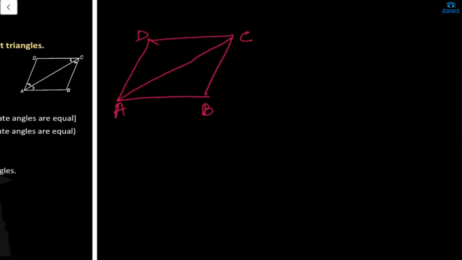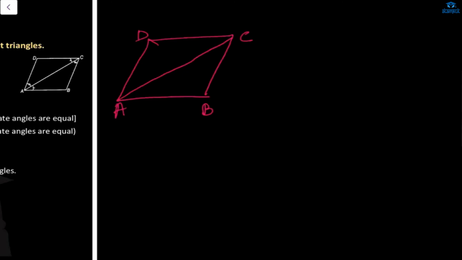We have to prove that the diagonal of the parallelogram, that means AC, is going to divide it into two congruent triangles. If we are talking about congruent triangles, how can we prove that two triangles are congruent? How many rules are there to prove a triangle congruent? Side angle side, SSS, ASA, AAS also you can use, and RHS is also there.